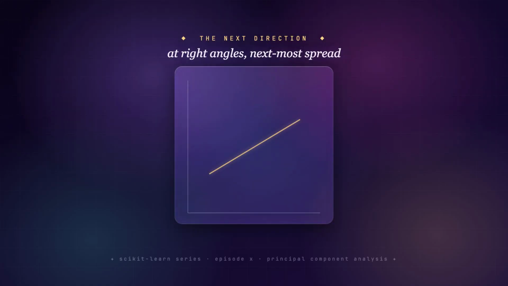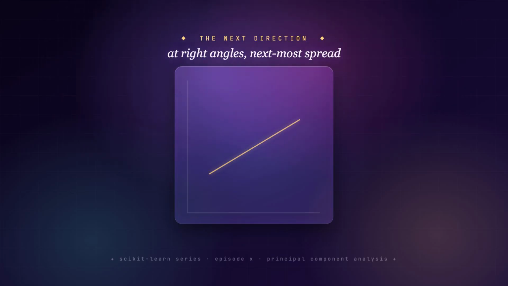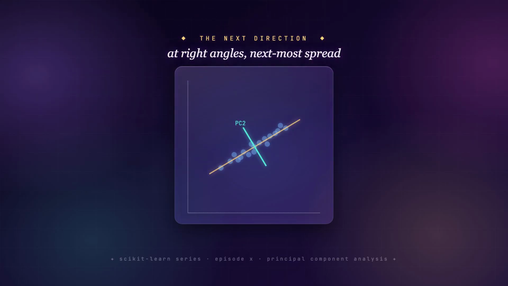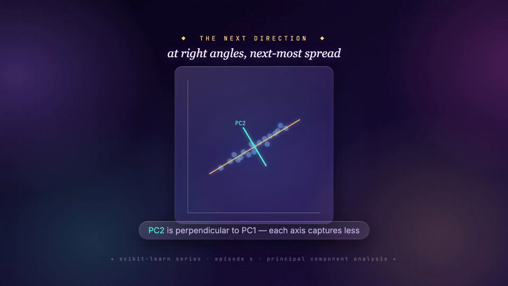Then it asks for the next direction, the one with the most remaining variance. But with one rule, it must be at right angles to the first. That's the second principal component. Keep going, and you get a fresh set of axes, each one capturing less and less, all perfectly perpendicular to each other.